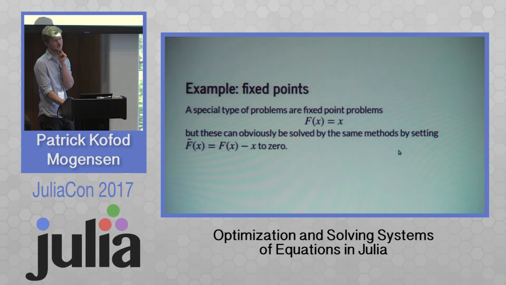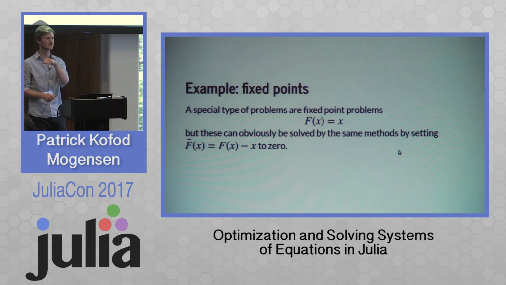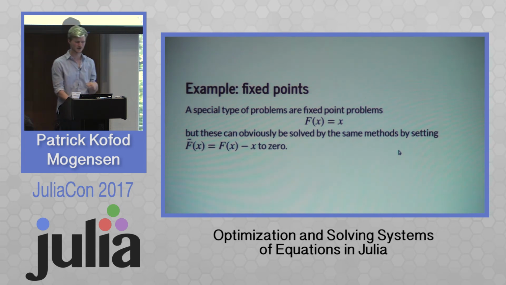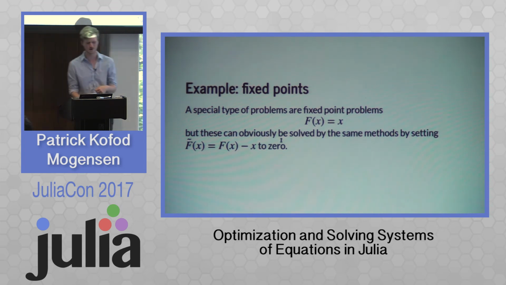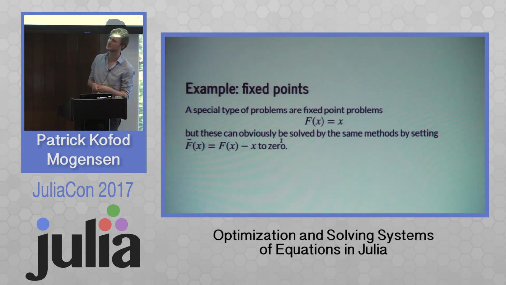One example of this could be fixed point problems. You have some function f, and you want to find an x such that when you put your x into it, it just returns the same x. Is that a problem like the one we had before? Well, if we define a new function f tilde of x that is just f of x minus x, then we have a problem like the one before.